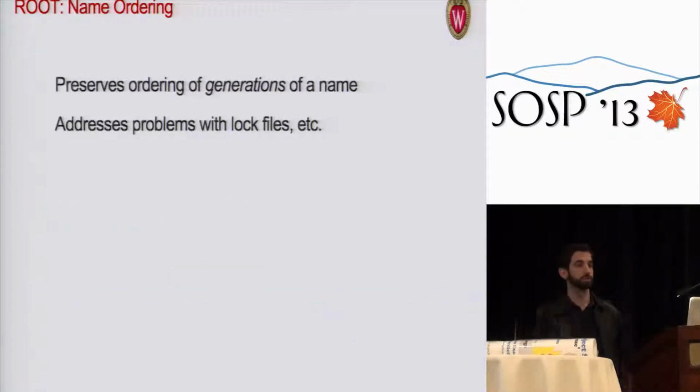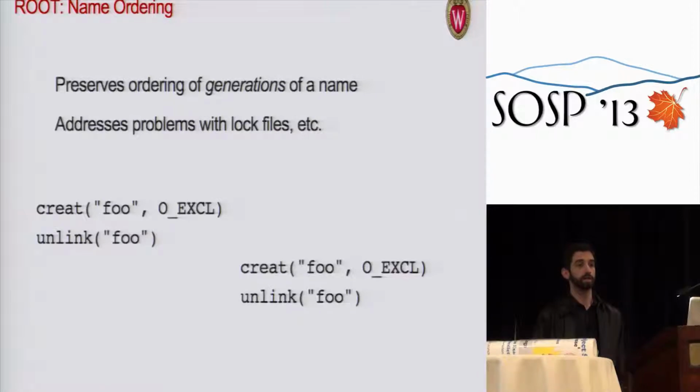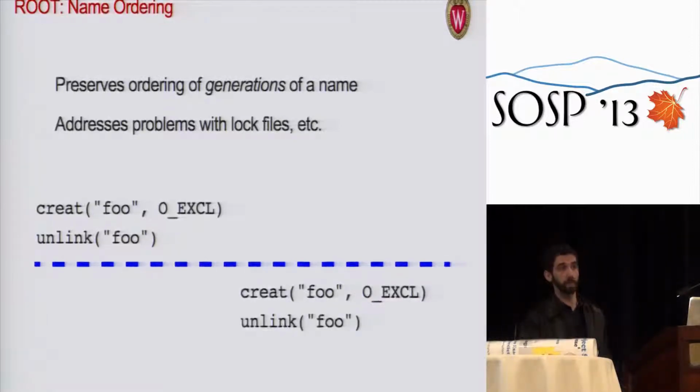Our third ordering rule is what we call name ordering. This preserves the ordering of different generations of a named resource. If you avoid this rule, you can end up with problems with things like lock files. In a situation like this, where you have a file with some name, say foo, and you have two sequences in different threads of different generations of that name, if those end up overlapped, you can end up with problems, for example, in this trace, the create and the unlink failing. So the relevant barrier here would be one like that name ordering would insert to keep those two generations non-overlapping.